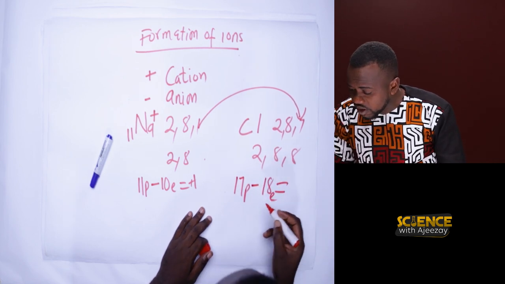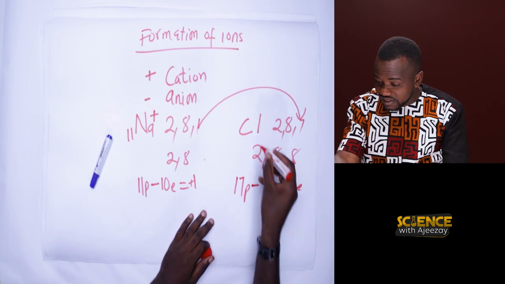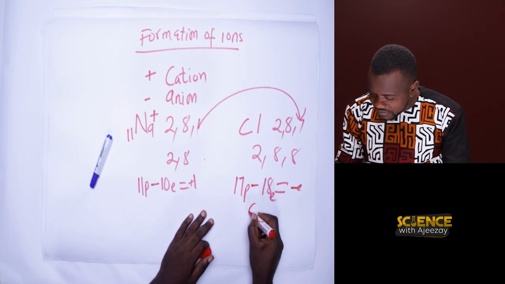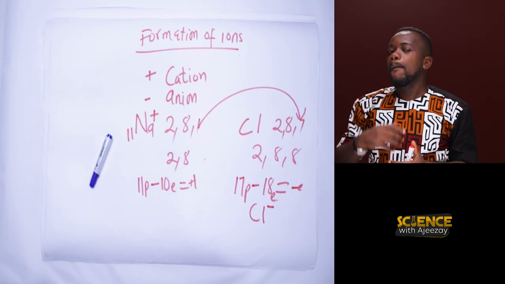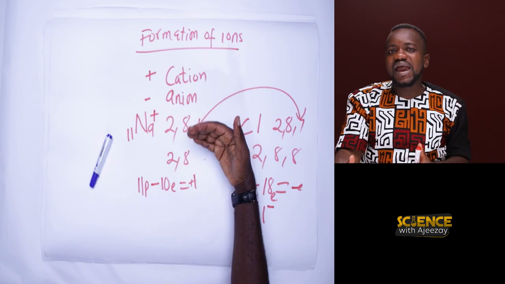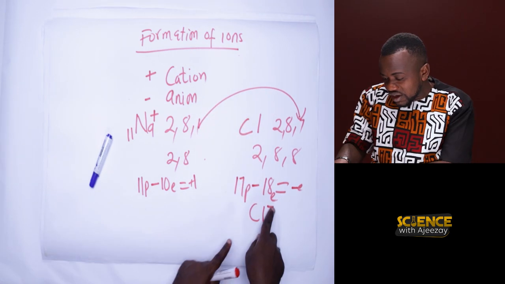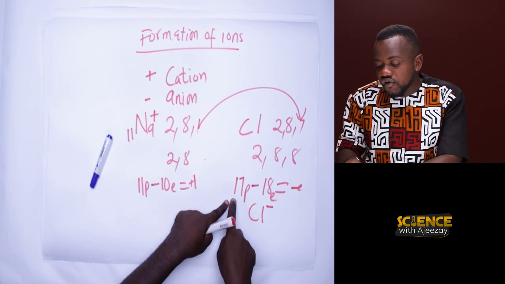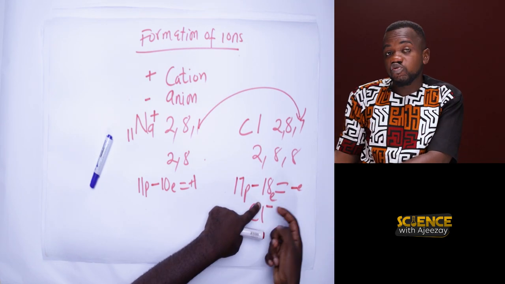And when you subtract, you are getting a negative. And this negative will be here as Cl minus. Just as I said, when an atom gains an electron, it becomes negatively charged, called an anion. This is what is happening. This is the meaning, because the number of protons has been outnumbered by the number of electrons when it gained.